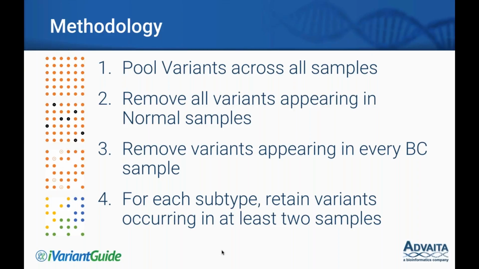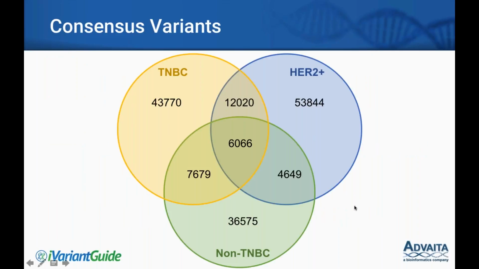And the last thing I did was I said for each subtype, retain only the variants that are found in at least 2 samples. And that's what this yellow, blue, and green coding is here. I'll show you on the next slide what we end up with are approximately 50 to 75,000 subtype variants for each subtype. And some of those subtype variants are shared and some are unique.